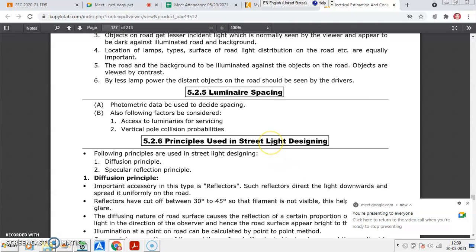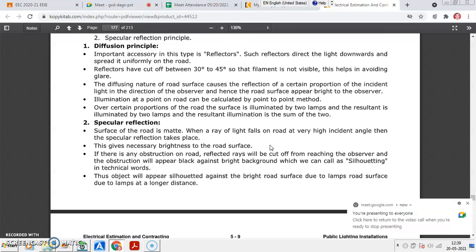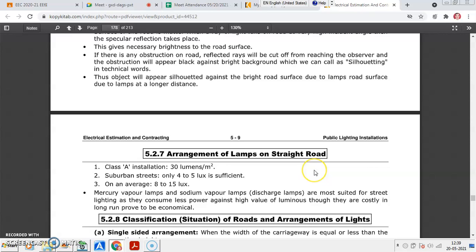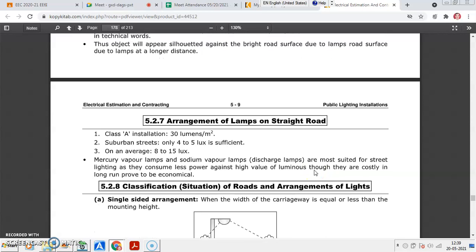Then principles used in street lighting, diffusion principles, specular reflection type street light schemes. Then we have seen the arrangement of the lamps on street roadside. Class A installation, that is lumens per square meter 30. Suburban streets 4 to 5 lux. Average 18 to 15 lux. On an average, we need 18 to 15 lux. Normally, the illumination level should not be less than 8.